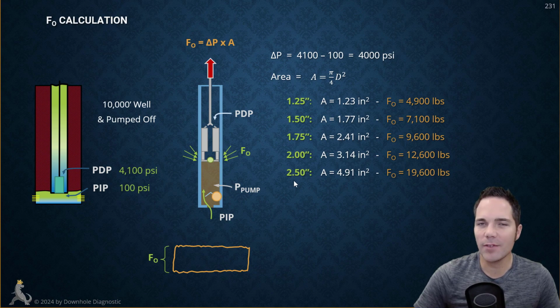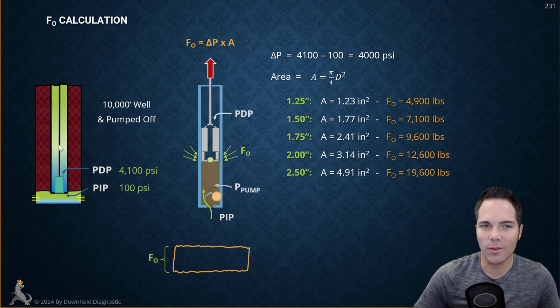But if you had a 2.5 inch pump down at 10,000 feet and it's pumped off, your fluid load's 19,600. Let's just call it 20,000. That's a very high fluid load, and that high fluid load is going to create a lot of rod stretch. Okay, and as a result, due to the high fluid load at that depth, you're going to need a strong rod string.